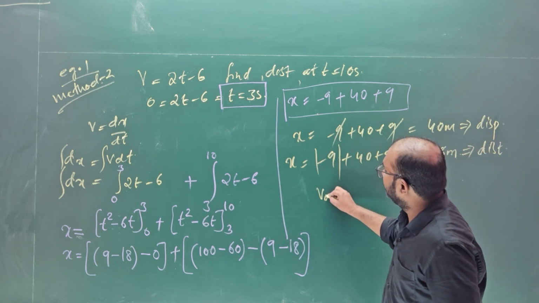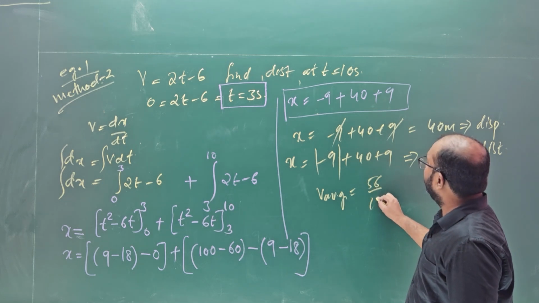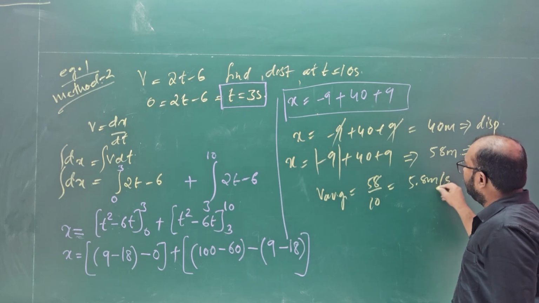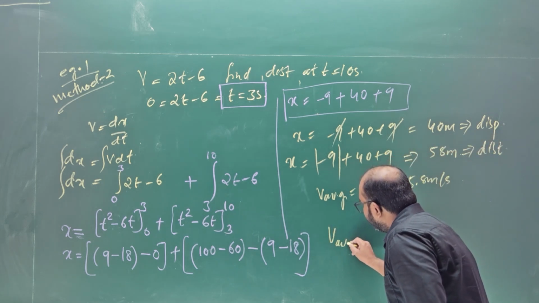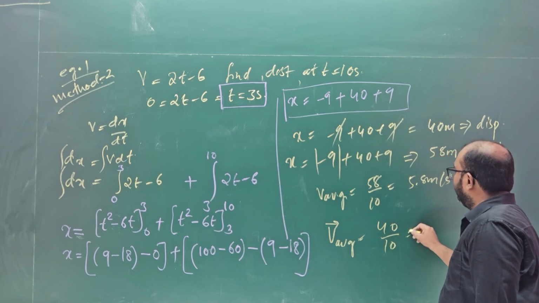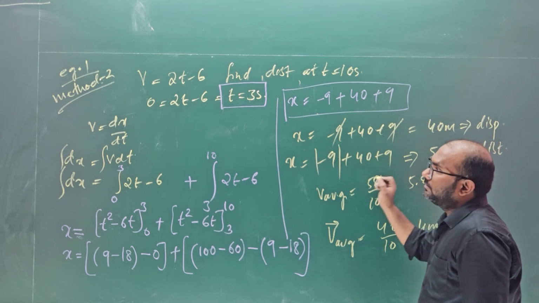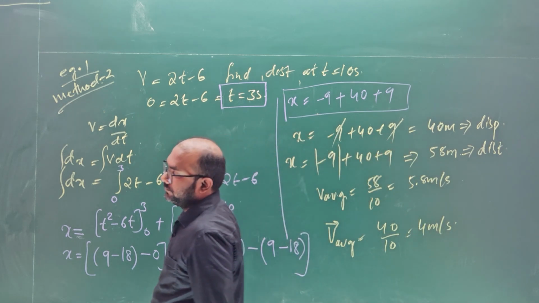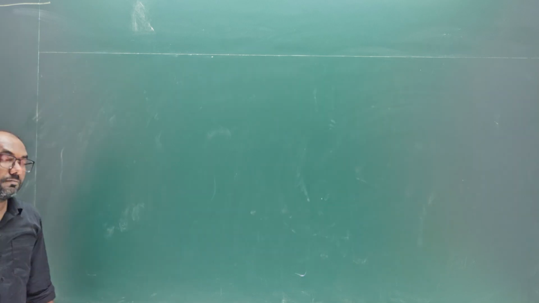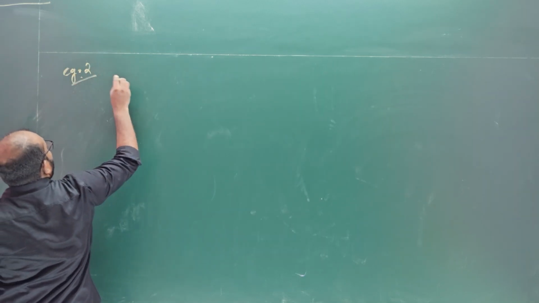Similarly, average speed is nothing but 58 upon 10, that is 5.8 meters per second, or average velocity is nothing but 40 upon 10, that is 4 meters per second. Right, now you have to do one answer. Write down first.